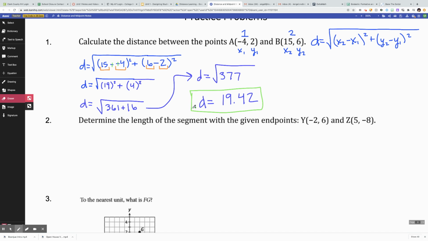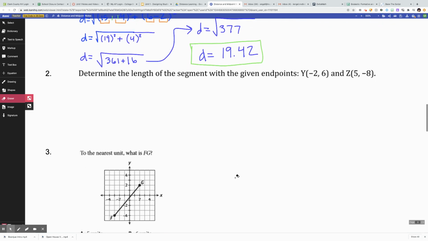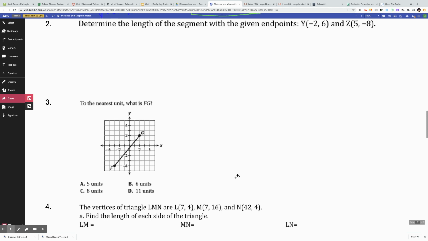In the next 2 problems, I want to give you a chance to try them on your own because they're both just straight distance formula. The first one, they called it length of a segment, but they mean distance. Length and distance are essentially the same, and it'll be the same process. And then number 3 here, they only give you a drawing.